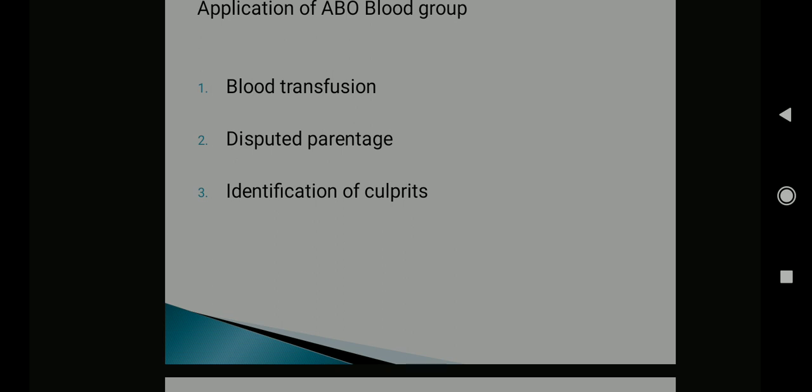The person donating blood is called a donor. The person receiving blood is called a receptor. O group persons are the universal donors. AB group persons are called universal receptors.